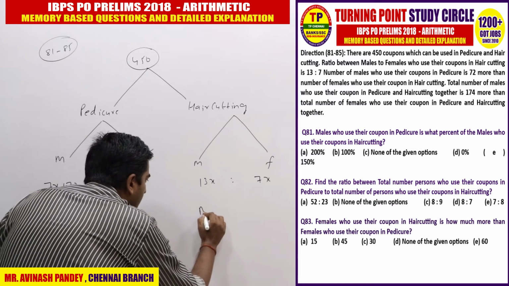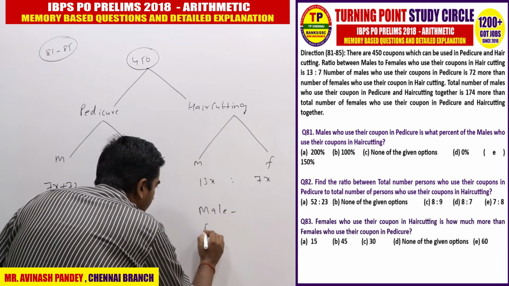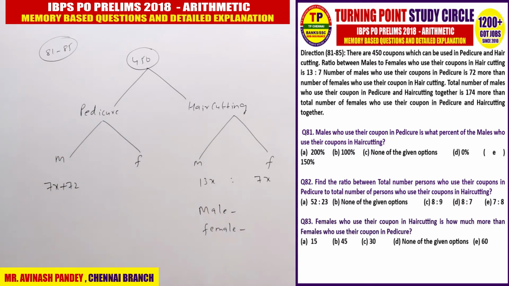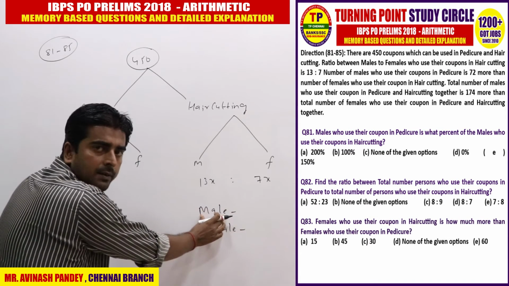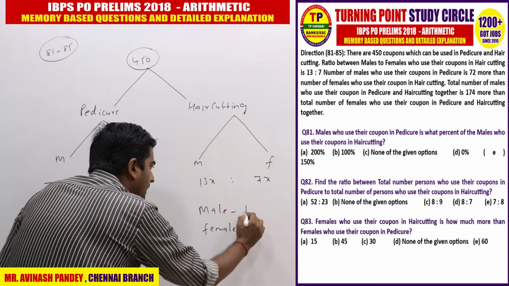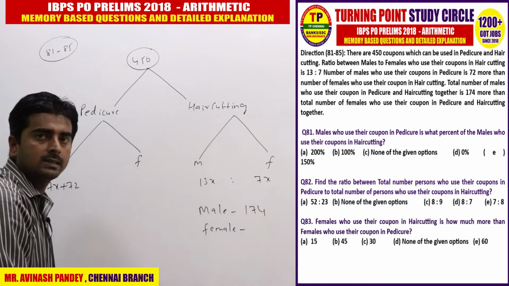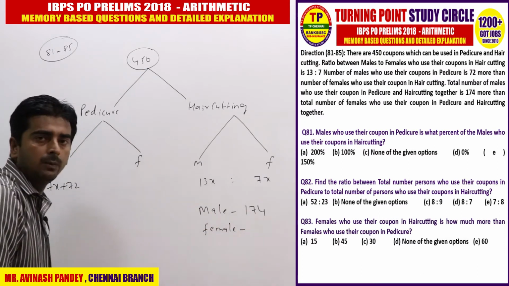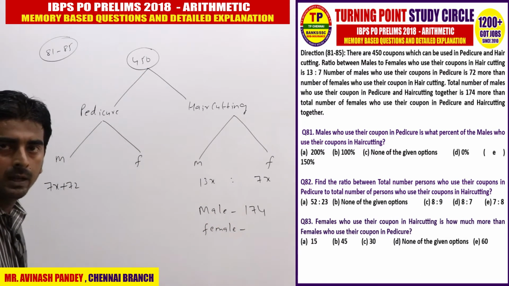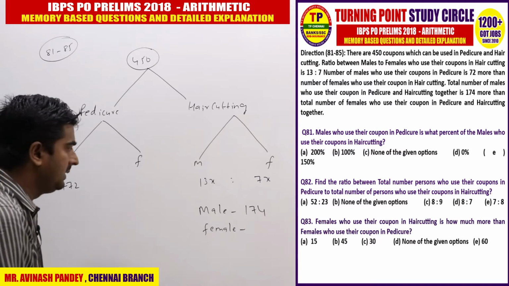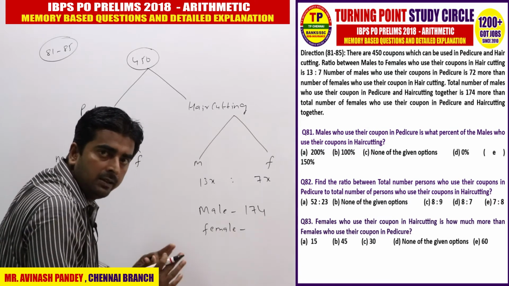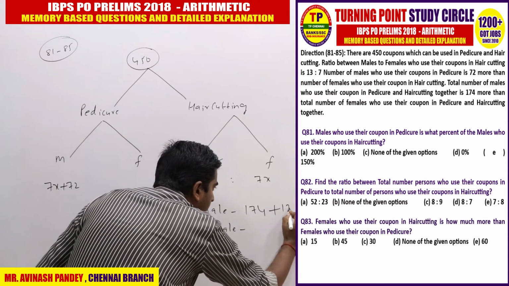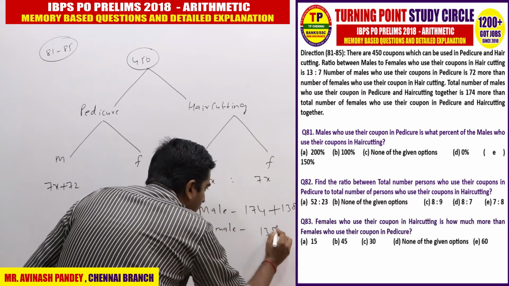So from this I can calculate male and female, right? How? Males are getting 174 in the starting itself. So let me give 174 to males in the starting itself. Remaining is how much? 450 minus 174. What is 450 minus 174? It is nothing but 276. Now this 276 is again divided among male and female in equal parts. So here 138 will come and here 138 will come.